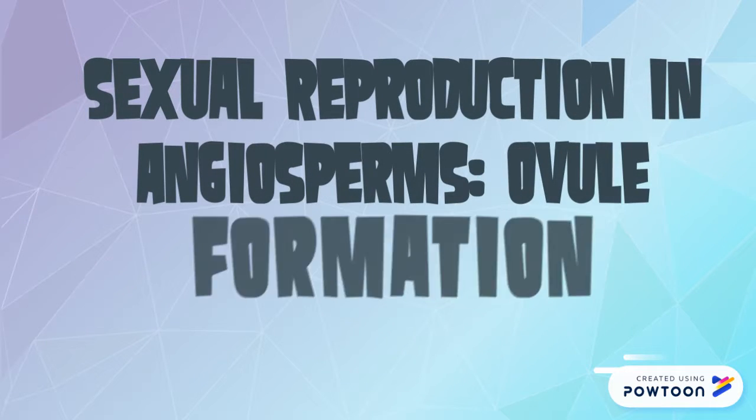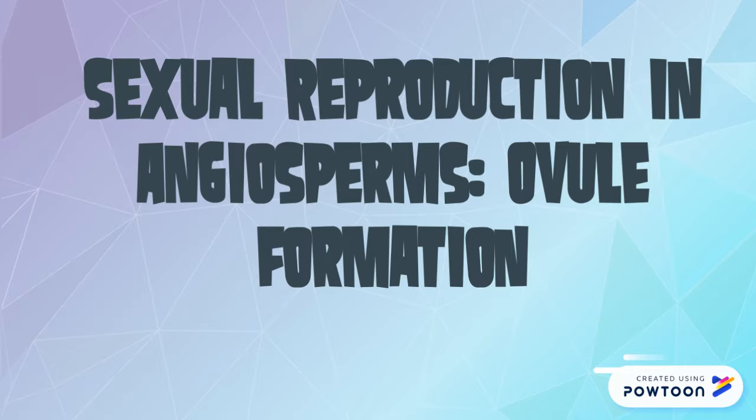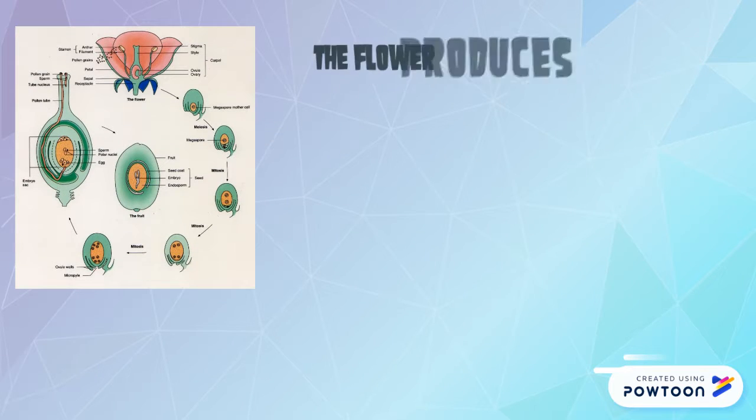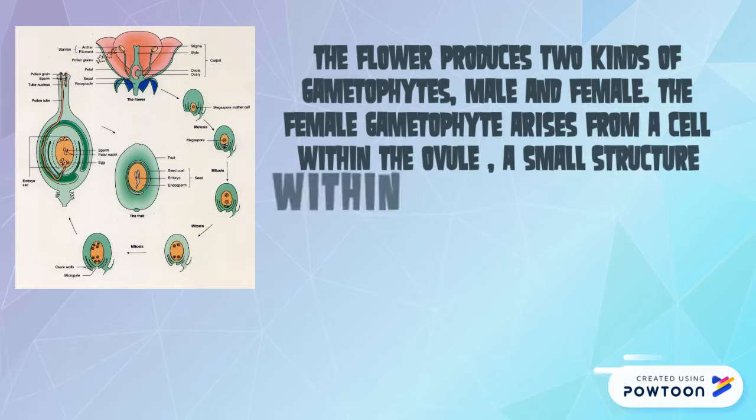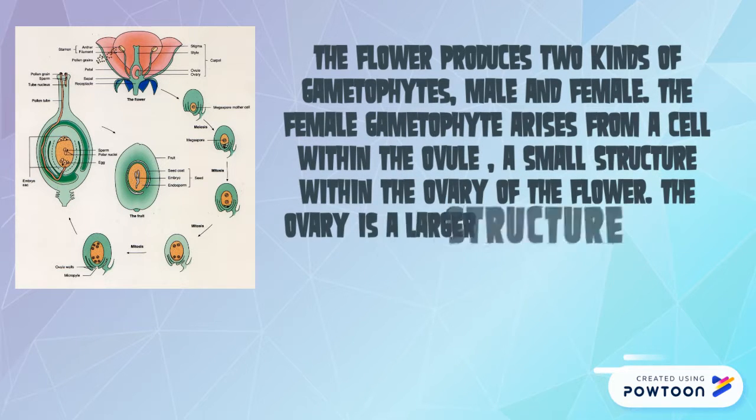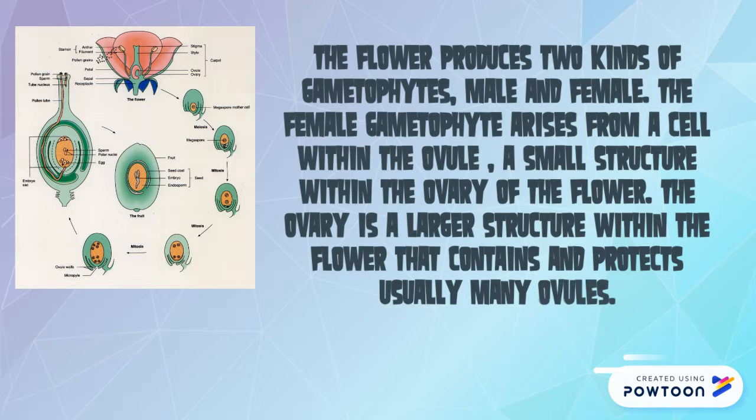Sexual reproduction in angiosperms, ovule formation. The flower produces two kinds of gametophytes, male and female. The female gametophyte arises from a cell within the ovule, a small structure within the ovary of the flower. The ovary is a larger structure within the flower that contains and protects usually many ovules.